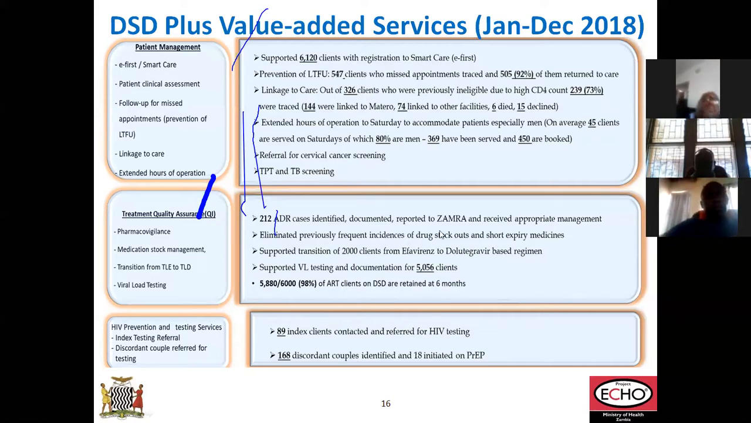And for the HIV prevention component, again, we spoke about the condoms that we're giving, the index testing, and the referring of discordant couples for an assessment for PrEP. Next slide.